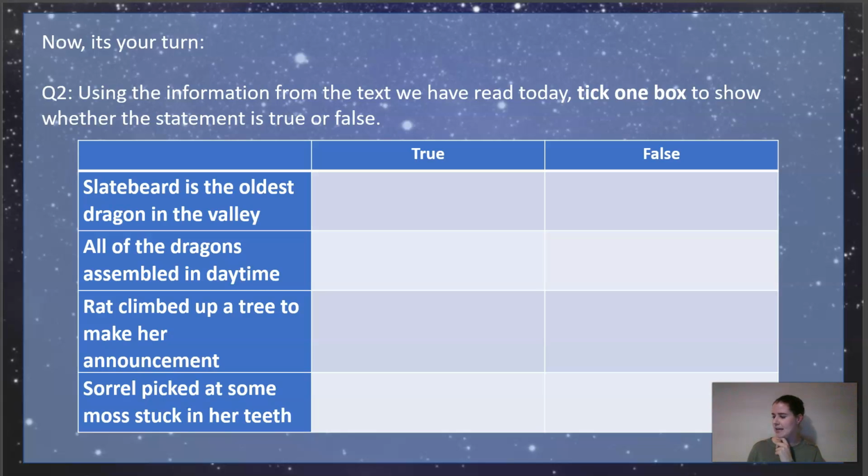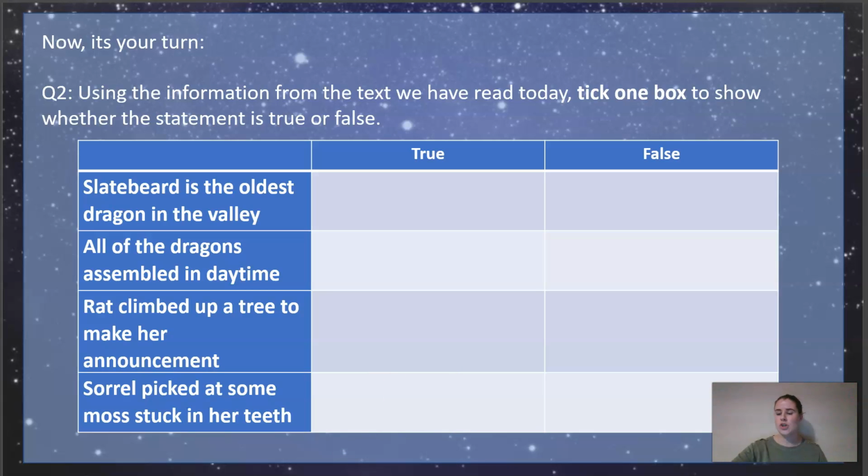Stuck in her teeth. Now, the reason why I needed to move on, because yes, she was picking at some moss, but there was nothing to say that moss might not have been somewhere else. It might have been stuck onto her claws. It might have been stuck between her fingers or her toes. So by reading on to the end of that sentence, I've actually confirmed that it was indeed moss, and it was indeed stuck between her teeth. So I know that this one here is going to be true.